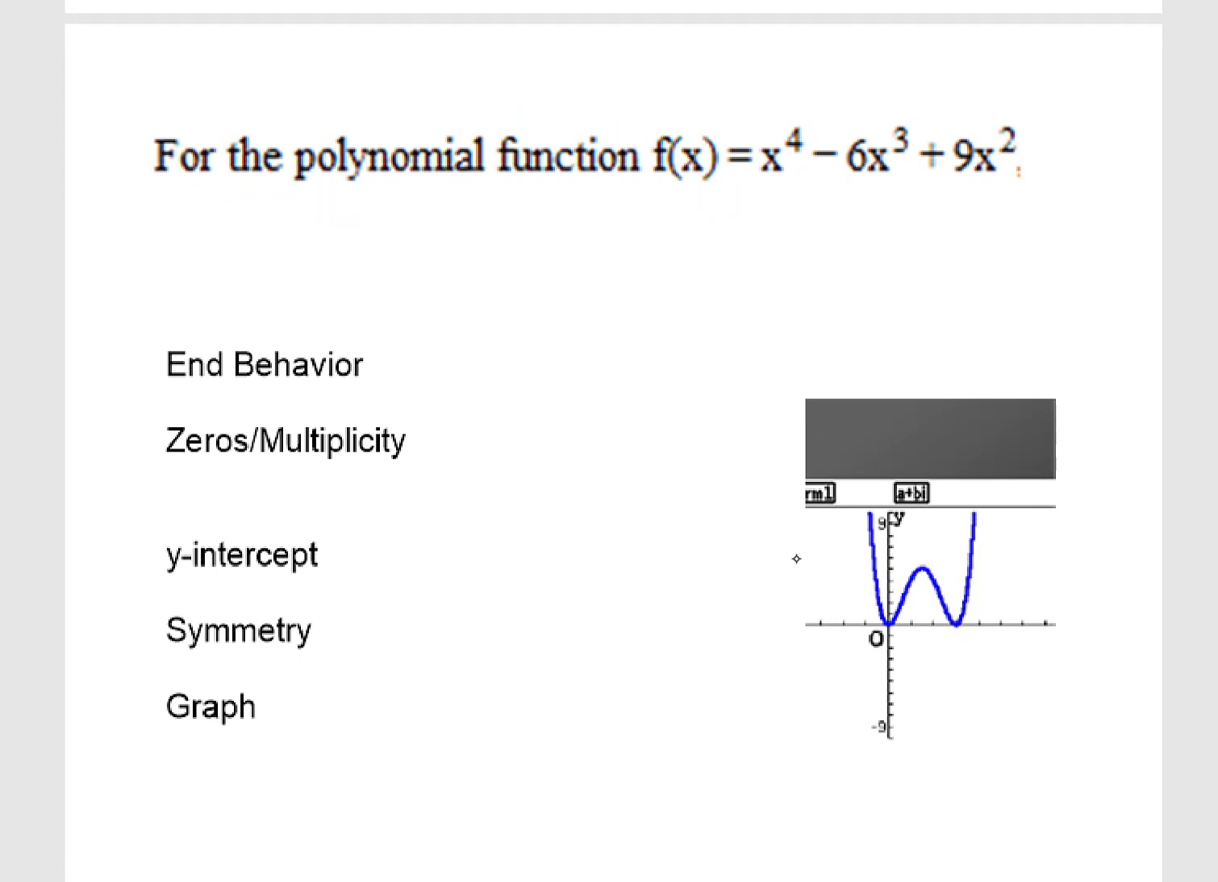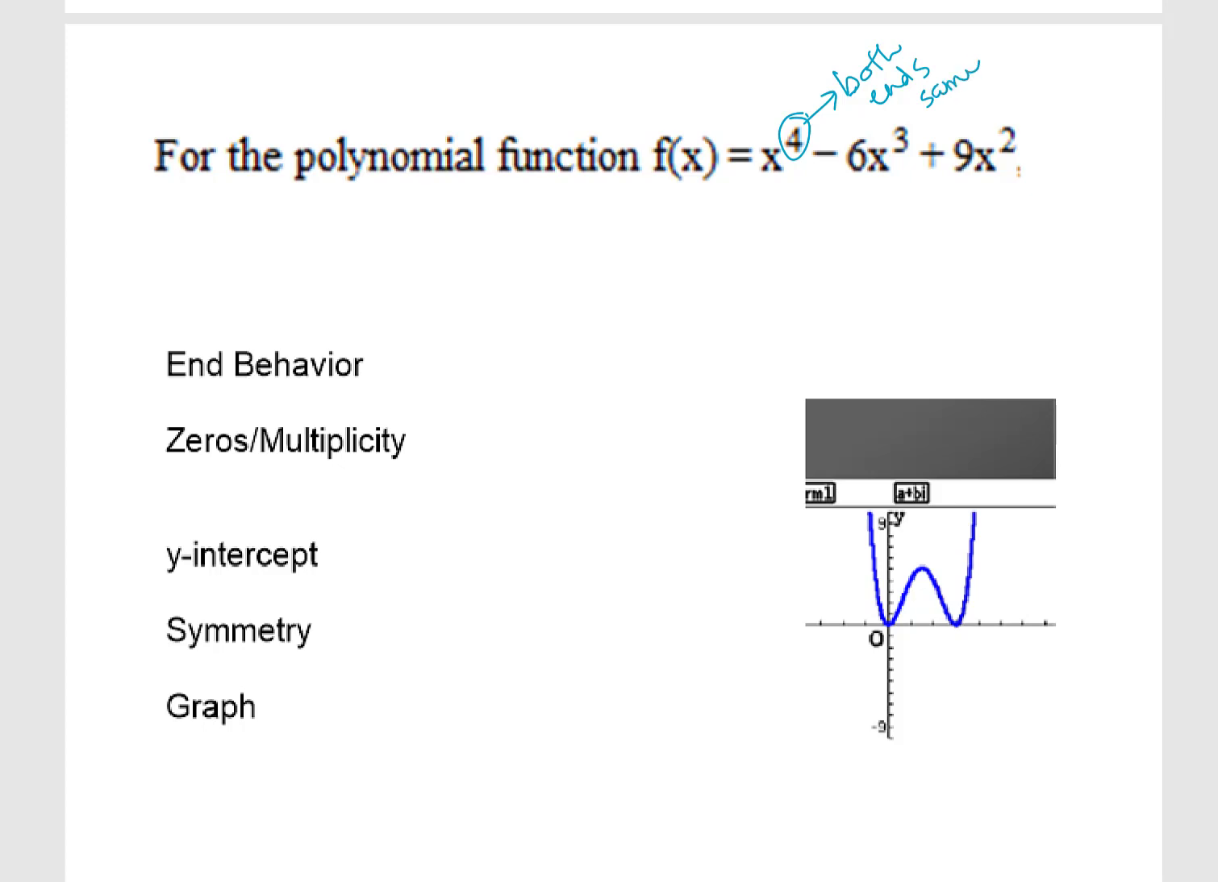Okay, here we go. For the polynomial function f of x equals x to the 4th minus 6x cubed plus 9x squared, they want to know the end behavior. So this is sort of recapping everything we covered in 3.2. Remember, for end behavior, we're going to look at the degree of the polynomial. The degree of the polynomial will be the largest exponent. So 4, okay? Because 4 is even, then I know both ends will go in the same direction. Both ends are the same.